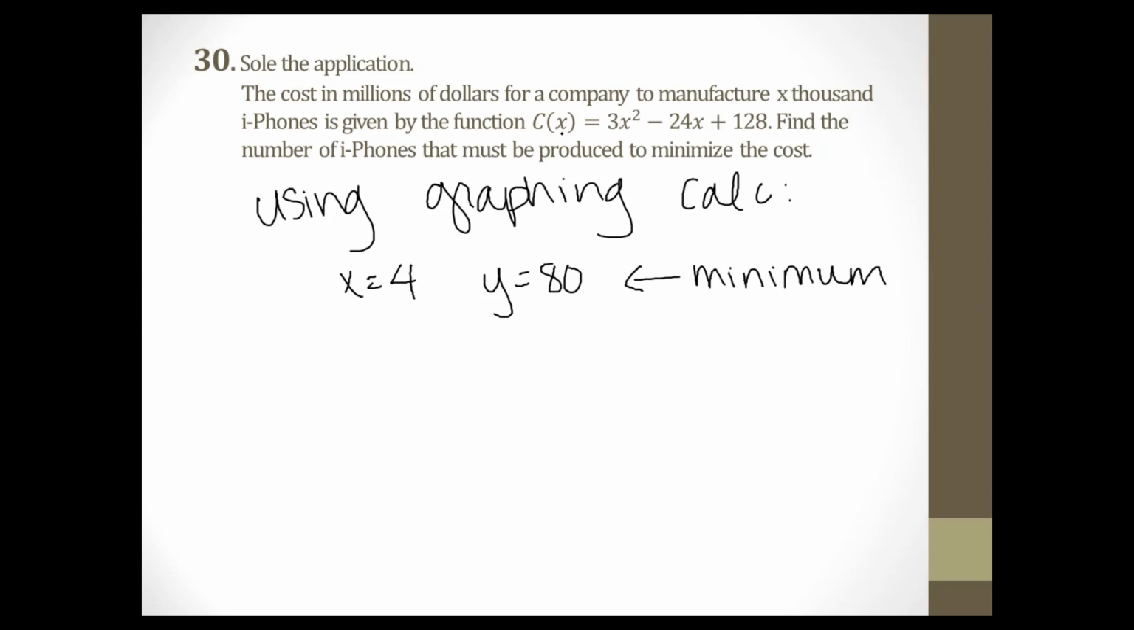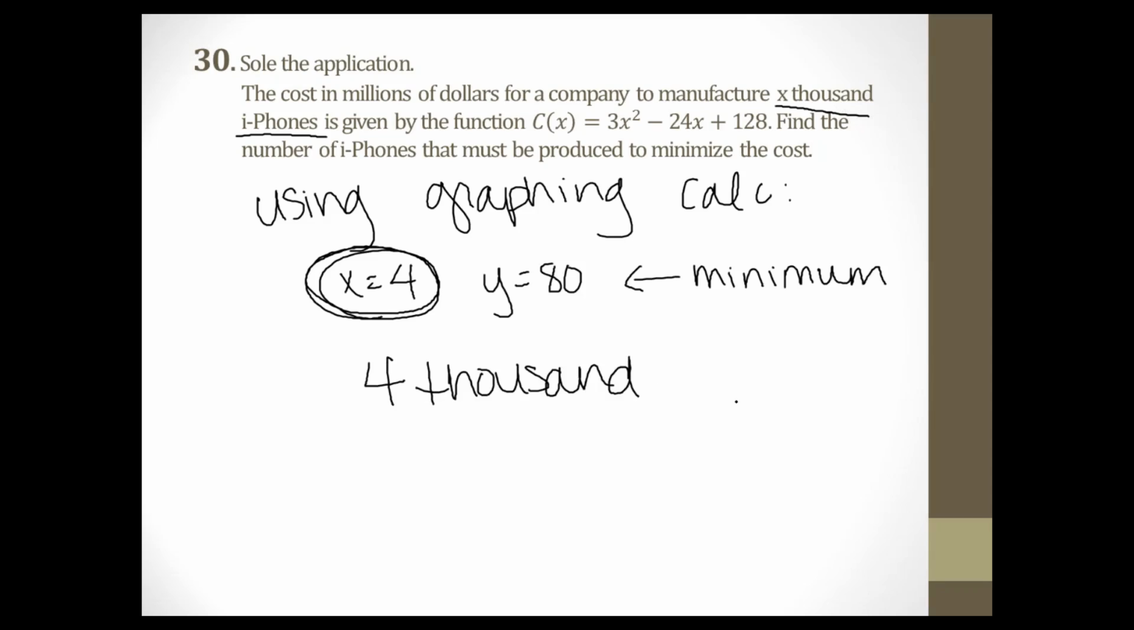The cost in millions of dollars, so the cost is your C of x or your y, for a company to manufacture x thousand iPhones is given with this function. Find the number of iPhones. So x is the number of iPhones in thousands. So that tells us that this is the number that we want, and it's in thousands, so it's 4,000 iPhones. Okay?